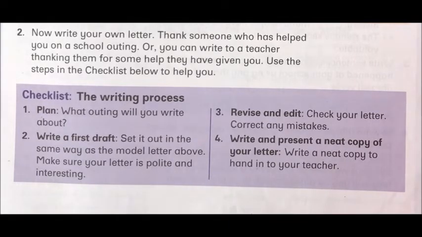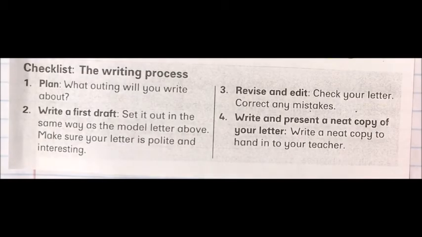If you cannot think of something very recent, you can think of maybe an incident where you hurt your knee or your arm at school and a teacher maybe helped you and doctored you and put a plaster on, anything like that. The checklist says the writing process plan. What outing will you write about? So we can actually change that to what occasion are you going to write about?